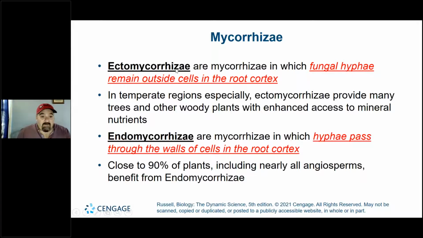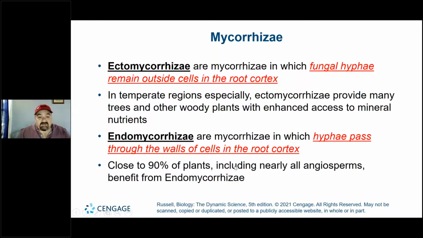You'll see here that ectomycorrhizae are specific types of mycorrhizae in which fungal hyphae, those little extensions of the fungus that look similar to a root, remain outside the cells in the root cortex. Endomycorrhizae: whenever you see the term ecto or endo, ecto would be the outer portion, endo would be inner, so hyphae will pass through the walls of cells in the root cortex. If you can know the difference between those two, that would be a good question on the final exam. So that's 7 out of 10 on the final exam. And as far as the last 3, I'll also put this in the review for your final exam by tomorrow night.